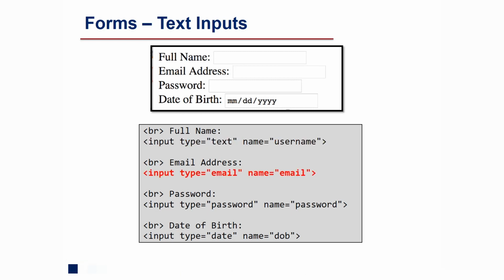Following that, we can have the email type, which will expect to have a valid email address. We can have the password type, which, instead of showing in the browser what they're actually typing, will show some kind of bullet or asterisk to hide what they're typing. And last, we can have a date input type, which allows us to, for instance, specify the format of the date, in this case month, day, year, or we can use other formats as well.